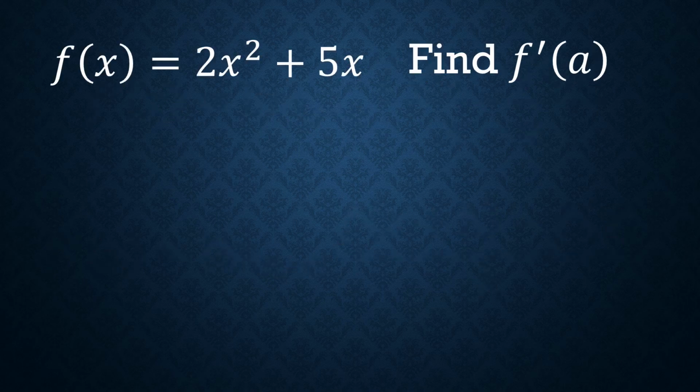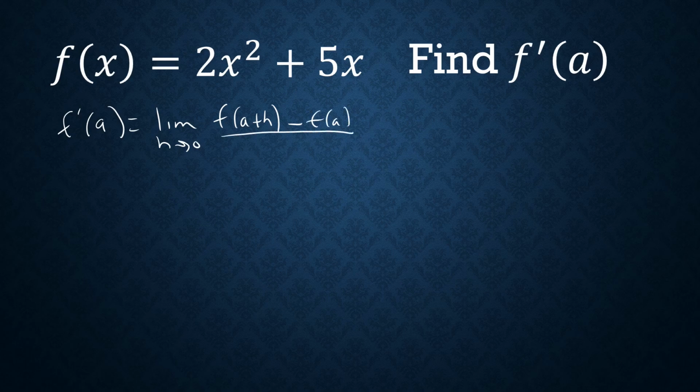So the question asks, f of x is 2x squared plus 5x. Find the derivative of f of a. So basically we need to find the derivative of this function. So using our definition, remember our formula, the limit as h approaches 0 of f of a plus h minus f of a over h. I'm just using a instead of x, so I can use either one, but I'm using a in this problem.